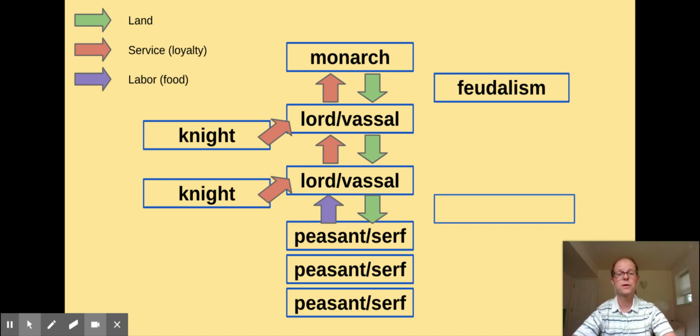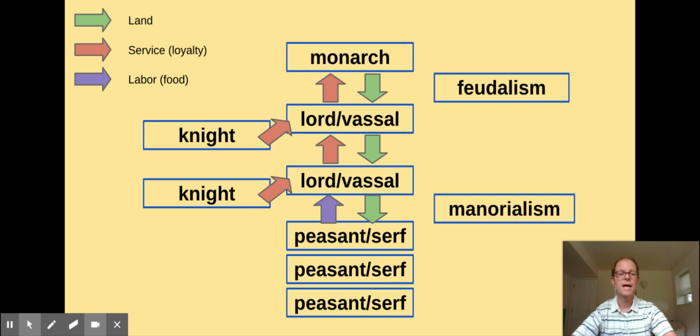When we talk about the political piece, when we talk about how land is given and service is exchanged for that, and the loyalty that is owed to the people above you in this structure, that's called feudalism. Feudalism is really about the relationships between the nobles and the royalty.